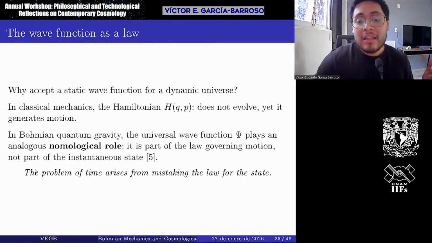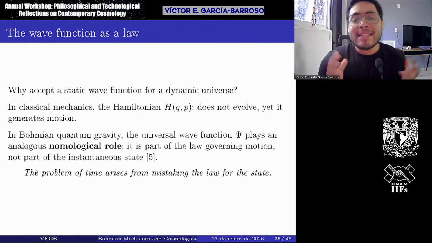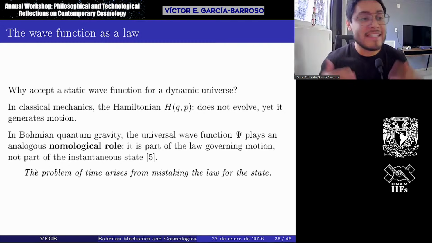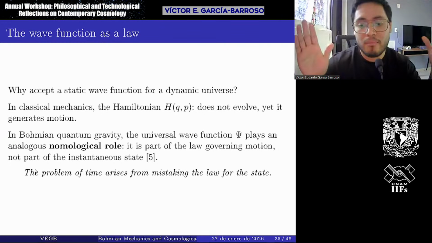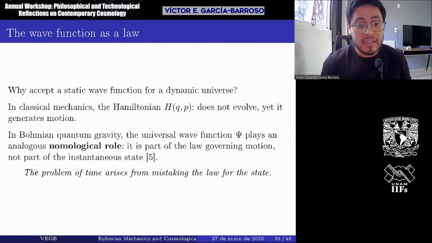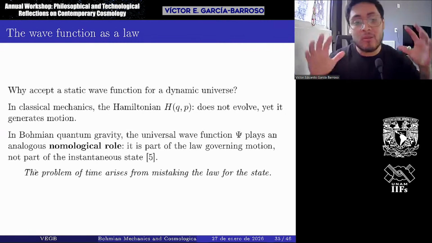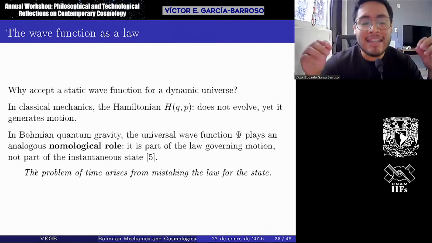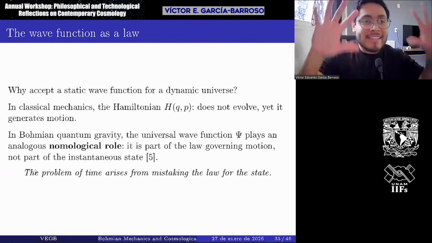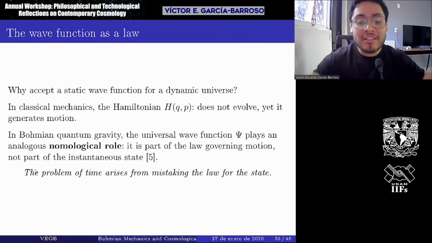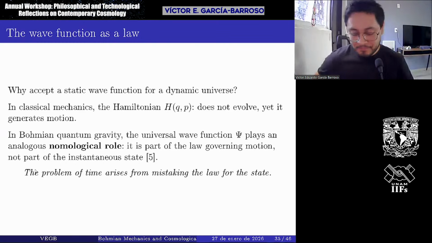But why accept a static wave function in a dynamic universe? Well, you can think of it in this way. In classical mechanics, the Hamiltonian doesn't change, it generates motion. In this framework, the universal wave function acts like a law of nature. It's not the state of the universe, it's the equation that guides the universe. The problem of time arises only if you mistake the law for the state.